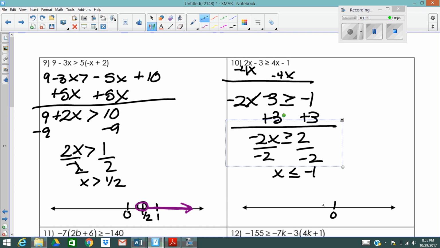So I have 0, negative 1, filled in circle on negative 1 since it's less than or equal to, and an arrow to the left.